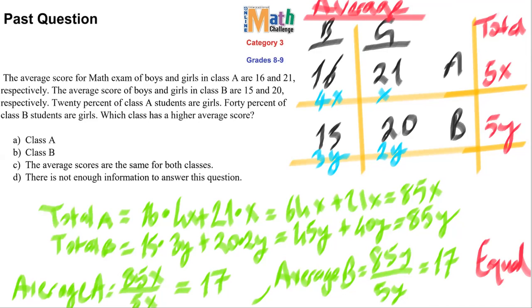So here two classes are given, class A and class B, and in each class the average of boys and girls are given, but we don't know the number of boys and girls. Instead, for class A, it says that 20% are girls, so it means 80% are boys. So if we simplify this, it means if there are x girls, there are 4x boys.